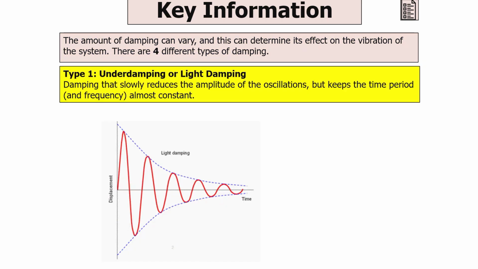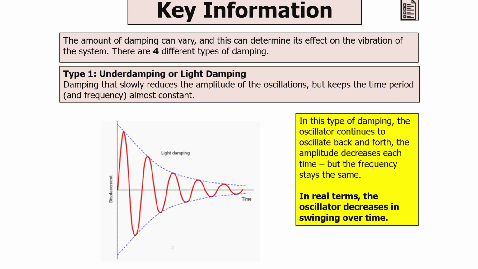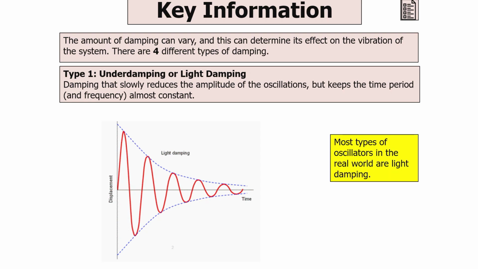The first type is underdampening or light dampening. This is dampening that slowly reduces the amplitude of the oscillations but keeps the time period and frequency almost constant. In this type of dampening, the oscillator continues to oscillate back and forth, the amplitude decreases each time, but the frequency stays the same. In real terms, the oscillator decreases in swinging over time. Most types of oscillators in the real world have light dampening.